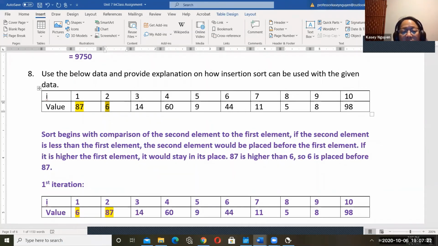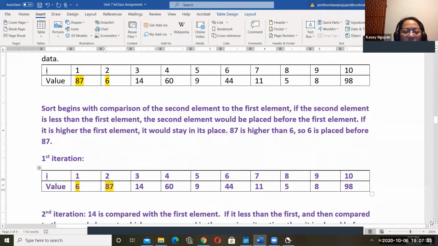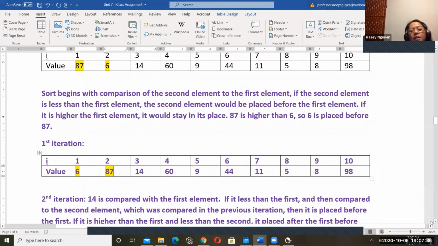And then we move to the next one. We're going to do 14, right? So here, this is after the first iteration. It looked like that. In the second iteration, 14 is compared with the first element. If it's less than the first, then it's compared to the second, which was compared in the previous iteration. If it's less than the first, then it puts it into the first. But if it's not, it needs to compare to the next element and then insert it in between or after.